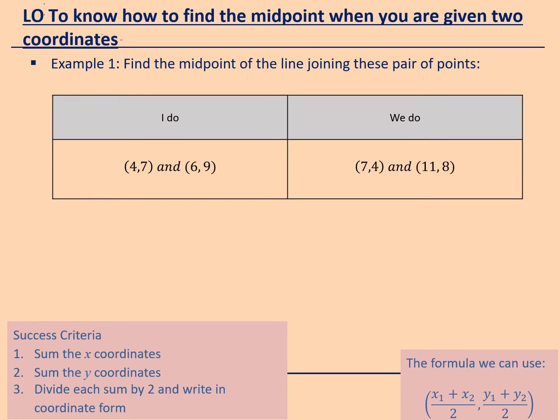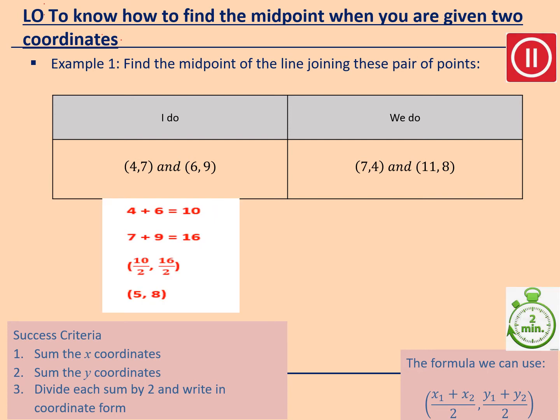Okay, so our first example then is find the midpoint of the line joining these pairs of points. Coordinate 4, 7 and coordinate 6, 9. So we have to find the sum of the x coordinates and the sum of the y coordinates and divide each sum by 2 and write it in coordinate form. And we're going to use that formula on the bottom right hand side. Let me take you through the first one.